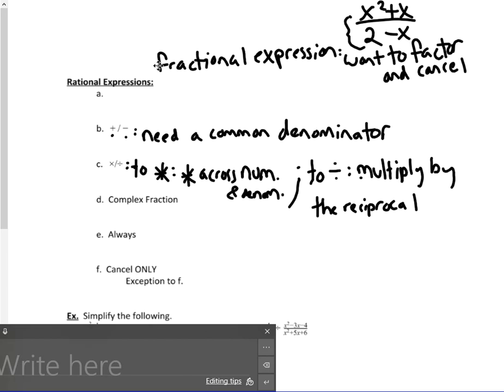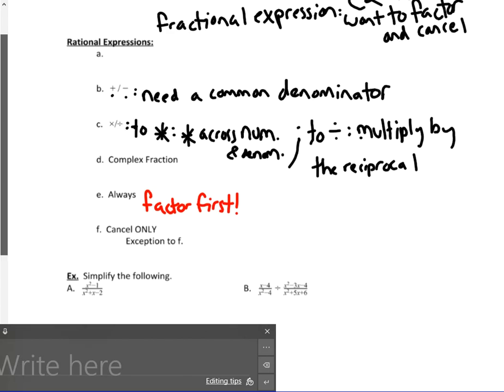Under E, it says always factor first. Putting this in red because it is important. The more that you can factor and cancel out towards the beginning, the easier your life is going to be.